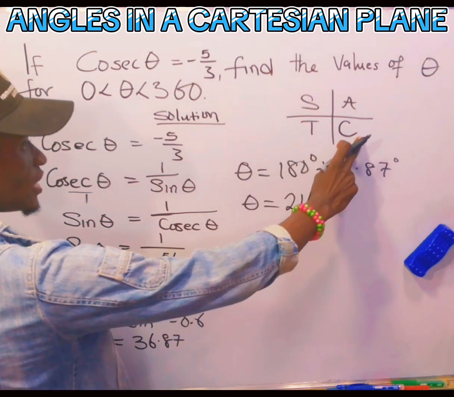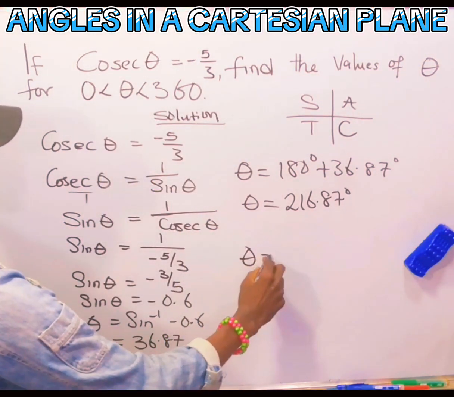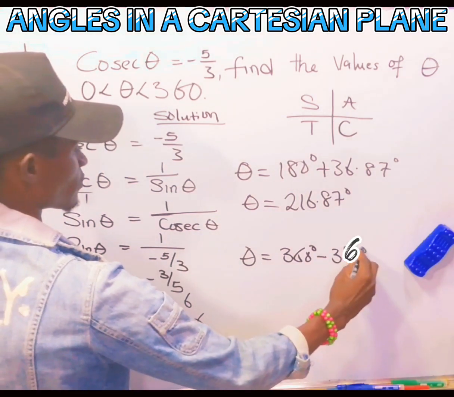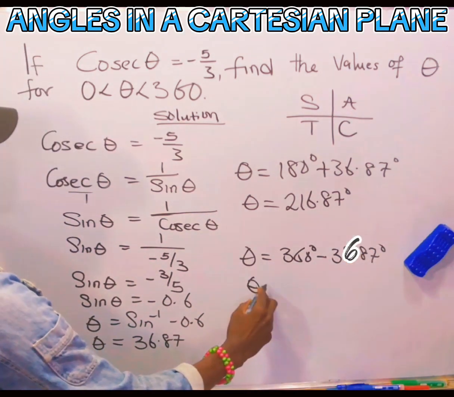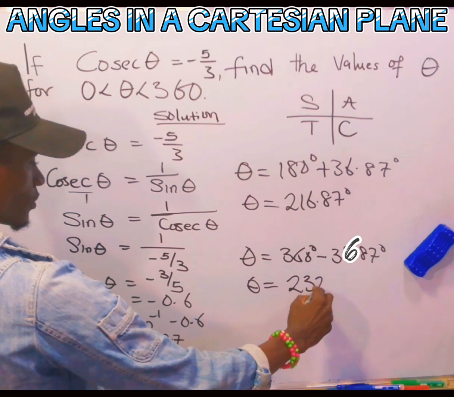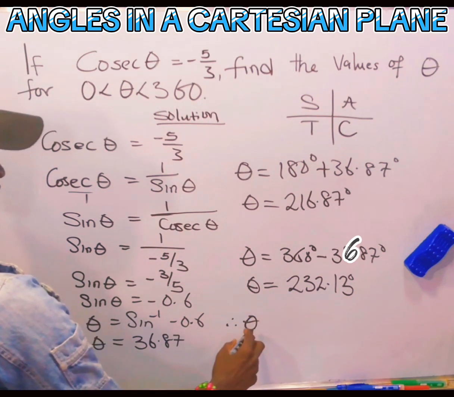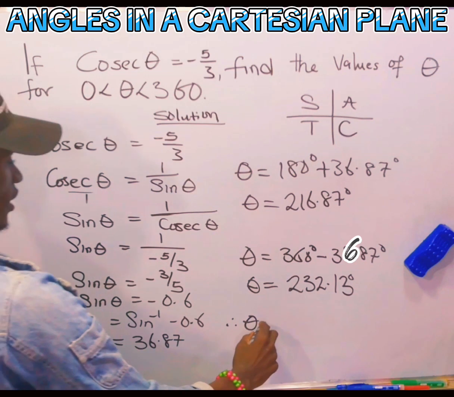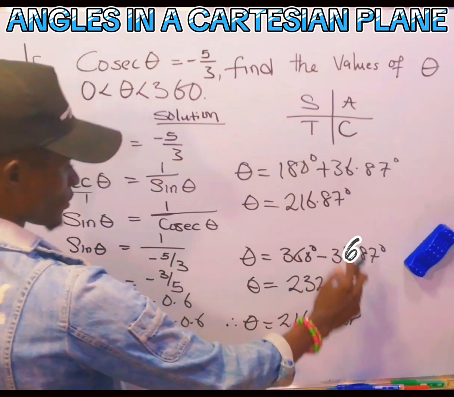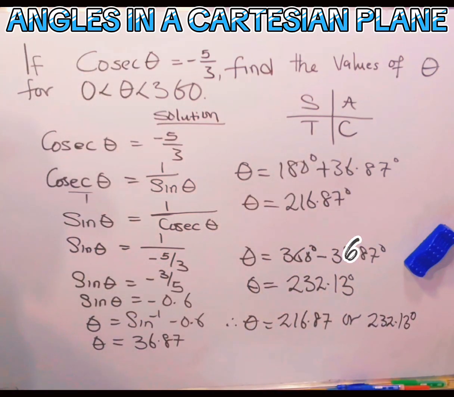Now let's look for the value of theta on the fourth quadrant. On the fourth quadrant, we are told that theta is less than 360. So we'll say theta on the fourth quadrant is equal to 360 degrees minus 36.87. That makes theta equal to 323.13 degrees. Therefore, our values of theta for us to have a negative value, which is negative 5 over 3, are 216.87, which lies on the third quadrant, or 323.13, which lies on the fourth quadrant.